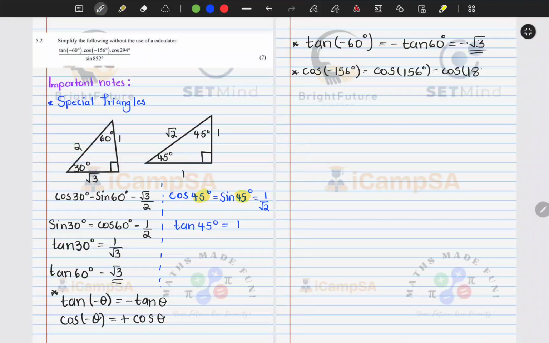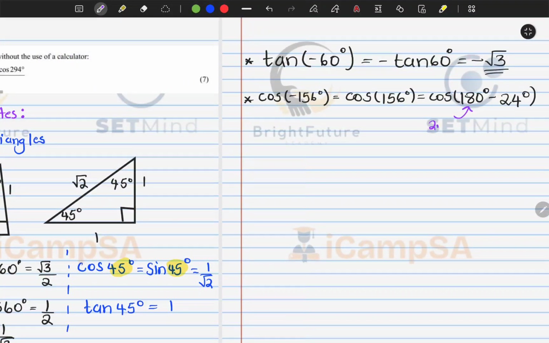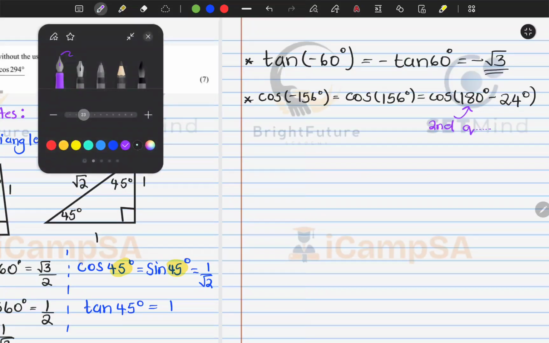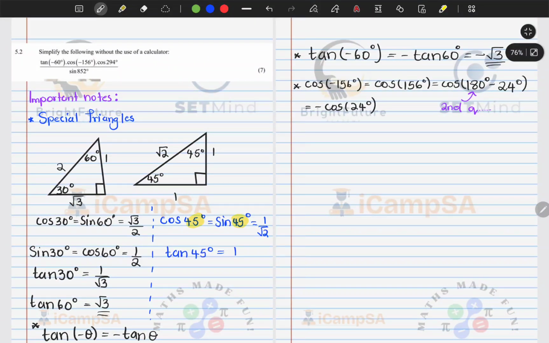You will see that this is the same as 180 minus, so it will be minus 24. So what I do is I usually go to my calculator, or you just do 180 degrees minus 156. So you'll see that you needed to subtract 24. Okay. And we know that this here, 180 minus, is in the second quadrant. And guess what? Cos is negative. So this means what we end up having is negative cos of 24 degrees. So this we really can't simplify further. So let's leave it as it is for now.